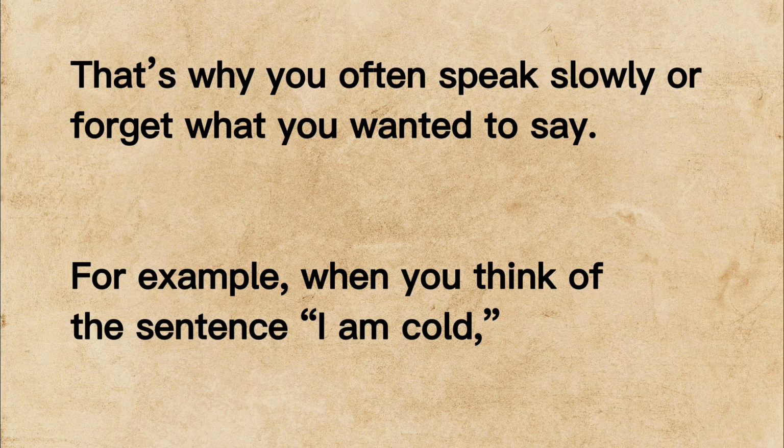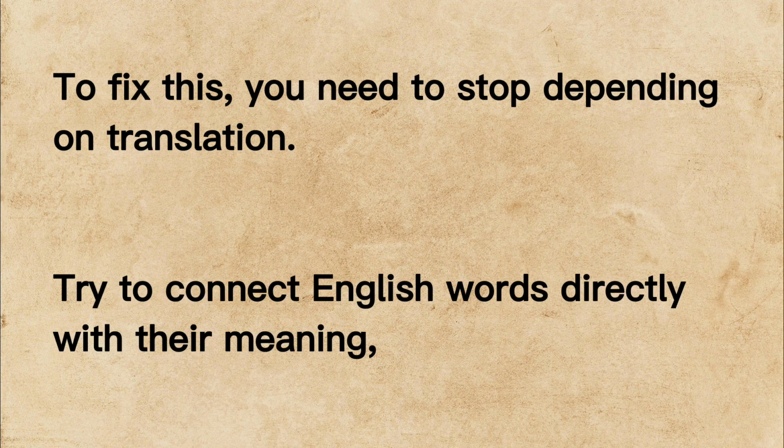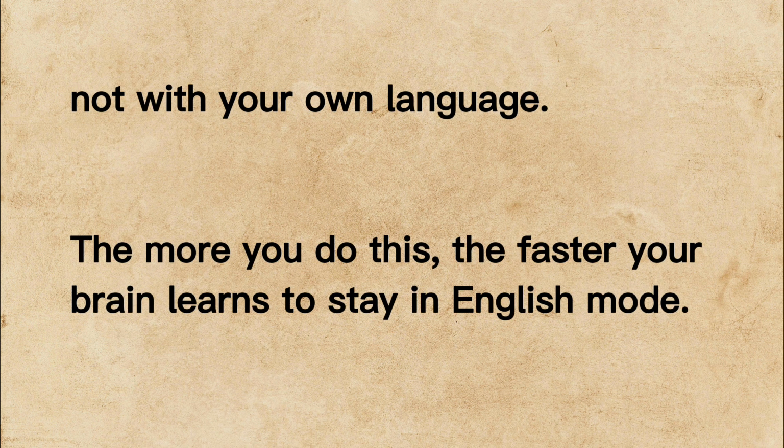For example, when you think of the sentence, "I am cold," some learners might translate it word by word and end up saying, "I have cold," which sounds unnatural. To fix this, you need to stop depending on translation. Try to connect English words directly with their meaning, not with your own language. The more you do this, the faster your brain learns to stay in English mode.